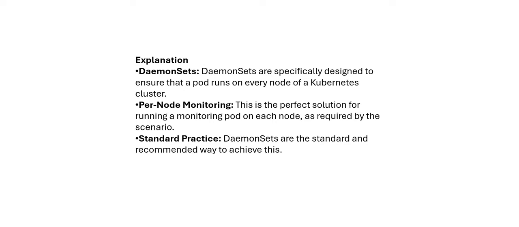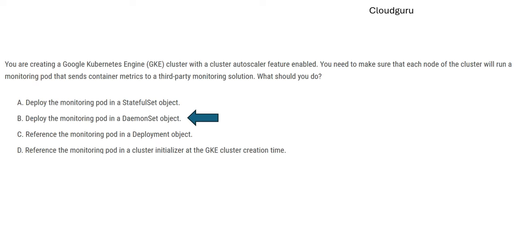So this is the explanation of daemon set. Daemon sets are specifically designed to ensure a pod runs on every node. For per-node monitoring in Kubernetes, this is a perfect solution and a standard practice Google recommends. So our answer is option B: deploy the monitoring pod in a daemon set object. Here is a rule: whenever you see monitoring metrics, think about agent or daemon. Always think about that.